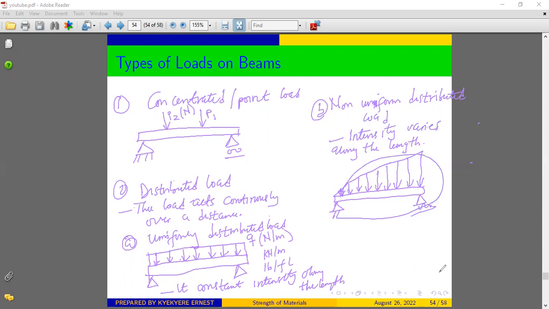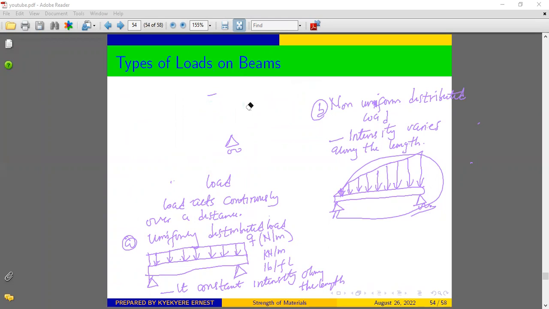Good. So from there, now let's quickly go to bending and shear force diagrams.